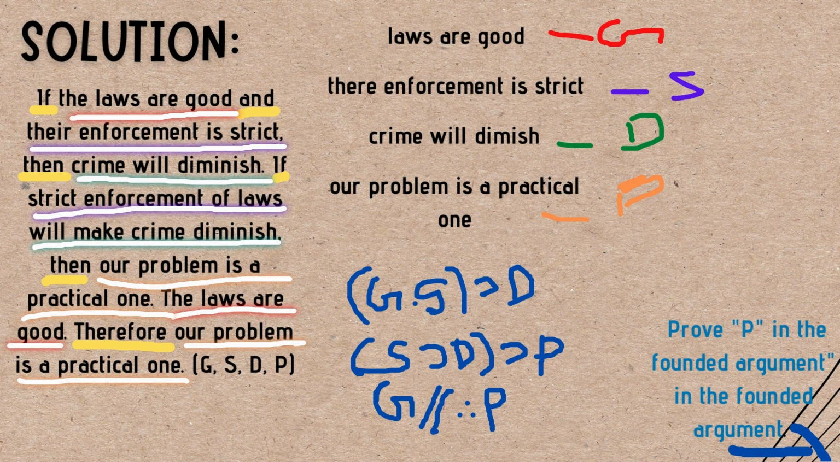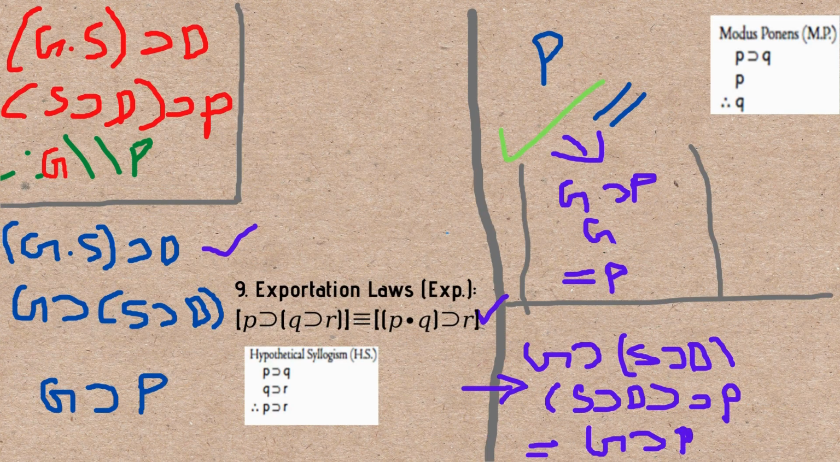So we need to prove the P to prove the validity of this argument. So how are we gonna do that? The same way. So we have first, second, third premise and one conclusion. So we'll be using exportation law, hypothetical syllogism, and modus ponens. Using these three laws from the toolbox, we will be proving that P. Answer is P. We will be proving the P. So the given argument is a valid argument.